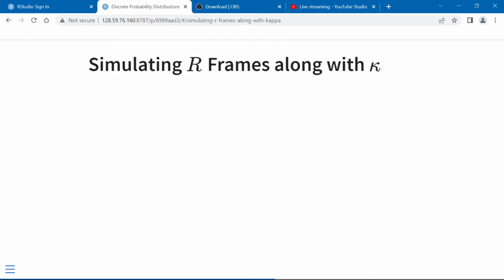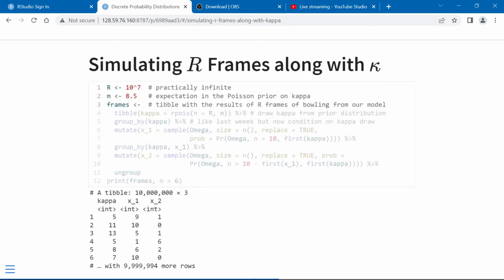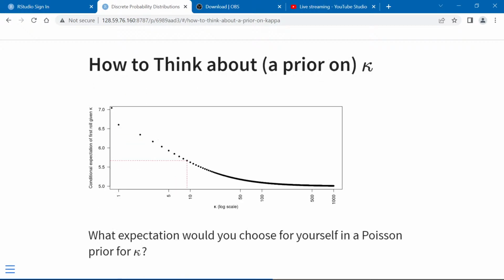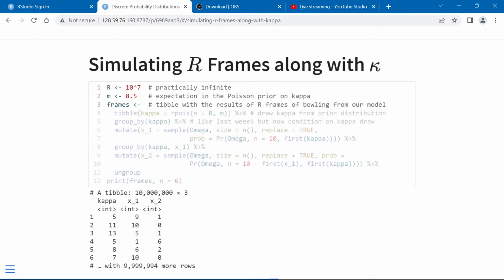So let's think for a second. Now I'll just show you how we would simulate R frames of bowling along with kappa, extending what we did last week. So you should type this in as I explain it to you. First, we're going to set R to some large number like 10 million, which is supposed to represent infinity, but it doesn't quite get there because we can't do that on a finite computer. I'm going to set M equal to 8.5, the expectation in the Poisson prior on kappa. So let's say I thought my expectation, the first one would be over here, and that comes out to be about 8.5 on the horizontal. So set R to be some huge integer, set M to be some positive number. It does not have to be an integer because this is our expectation for kappa under the Poisson prior.